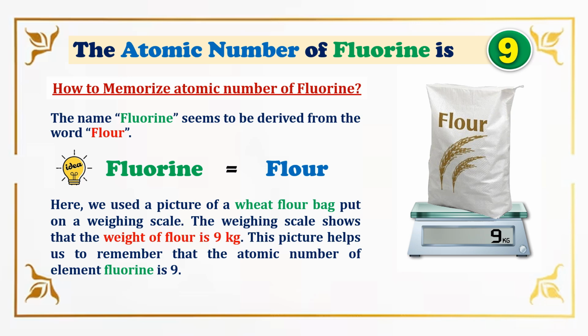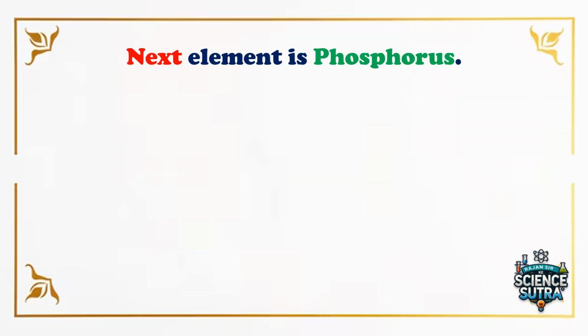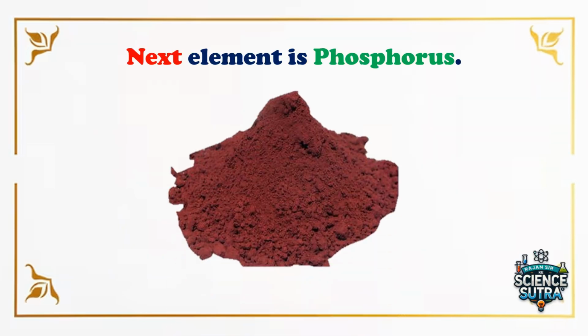So friends, you can see the picture clearly. A bag of wheat flour is kept on the weighing scale, and the weighing scale is telling us that its weight is 9 kg. So from here we made a relationship between the atomic number of fluorine and this picture. So memorize this picture. You will then memorize the atomic number of fluorine. Okay. Now next element is phosphorus. This is how it looks like.